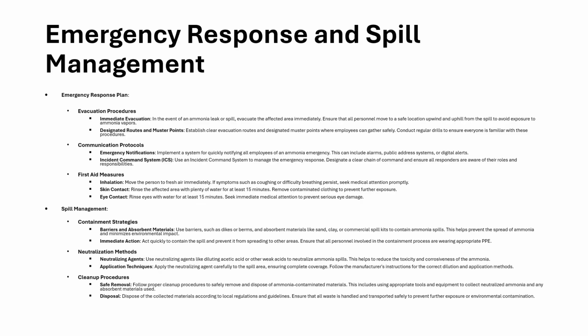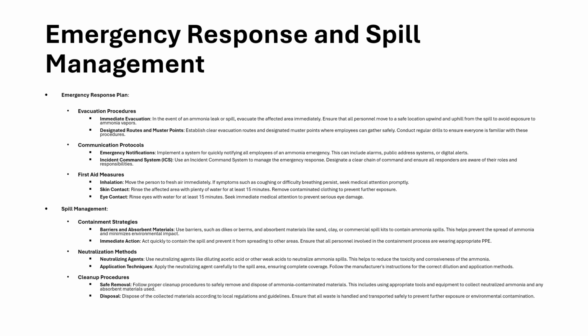Response and spill management. Emergency response plan. Evacuation procedures. In the event of an ammonia leak or spill, evacuate the affected area immediately. Ensure that all personnel move to a safe location upwind and uphill from the spill to avoid exposure to ammonia vapors. Establish clear evacuation routes and designated muster points where employees can gather safely. Conduct regular drills to ensure everyone is familiar with these procedures.